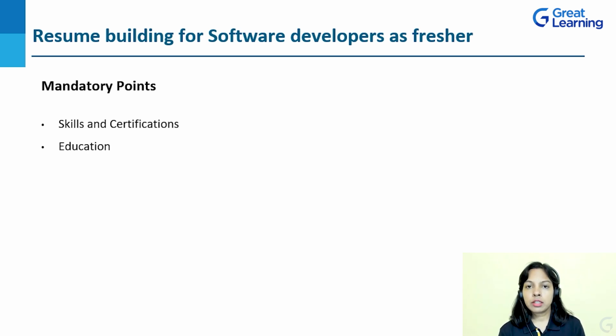Coming to skills and certifications, you can mention skills like programming languages, that is Java, Python, C++, .NET. These are very common ones. If you have learned something else like Ruby, C, Perl, these kinds of languages, you can mention those as skills as well. Again, soft skills and hard skills both are important here.